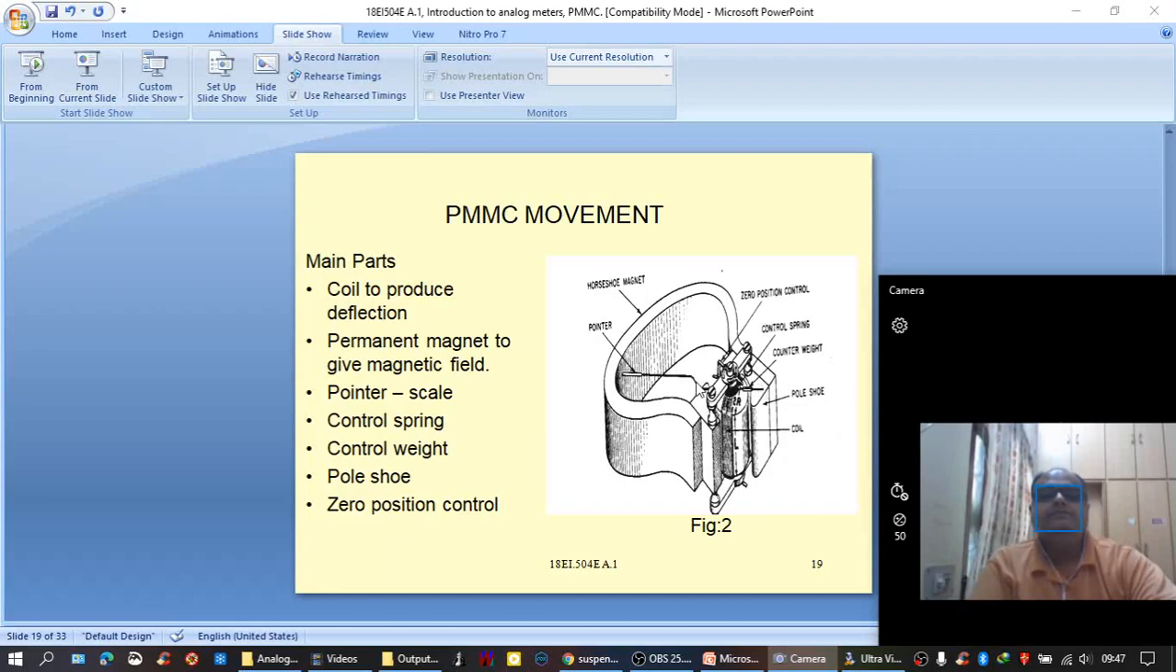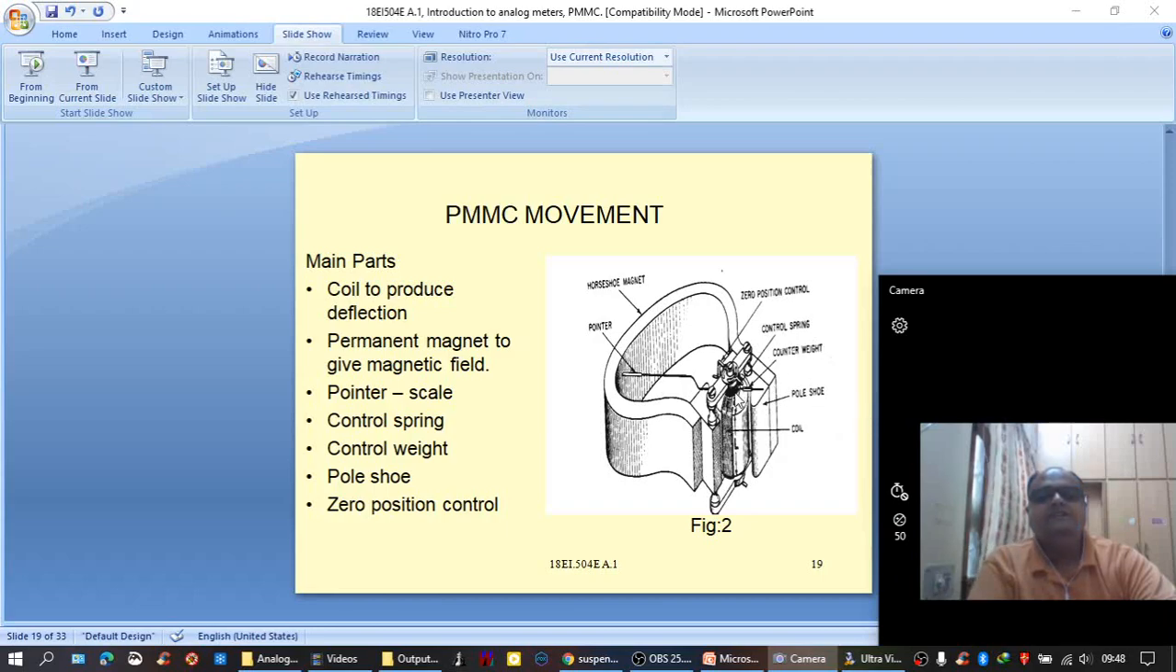The pointer is used to indicate the quantity being measured on a calibrated scale. Then control springs. Here one control spring is there, and at the bottom of the coil also we will find another control spring. And then control weight. Control weight is placed on the second side of the pointer.